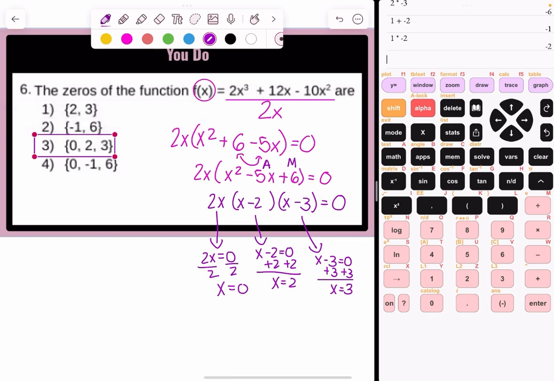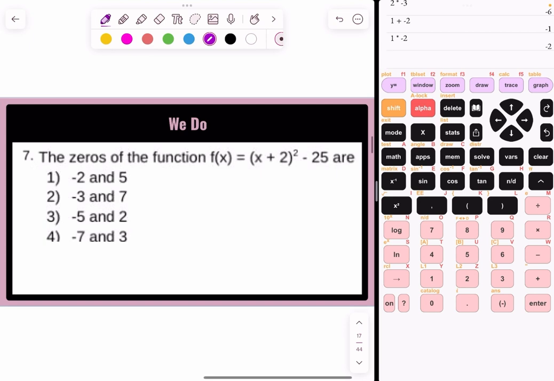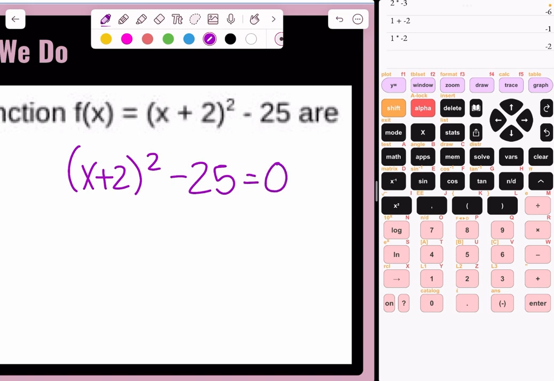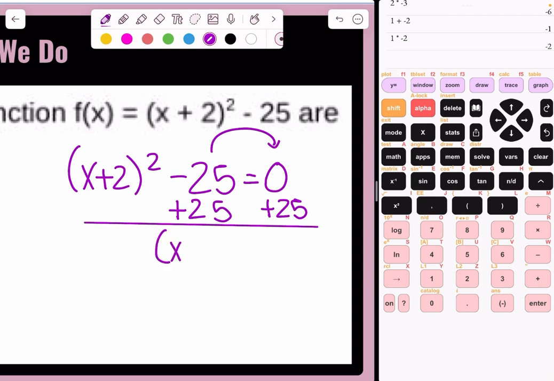All right, let's look at number 7. We do problem. This one looks like completing the square, which we learned a little bit ago. Remember, if we are trying to find zeros, we are always going to set the equation equal to 0. In order to solve anything that has a square, the 2 as an exponent, we need to isolate that 2 as the exponent. So I need to get rid of this negative 25. To do that, I'm going to add 25 to both sides. So I get x plus 2 squared equals 25.